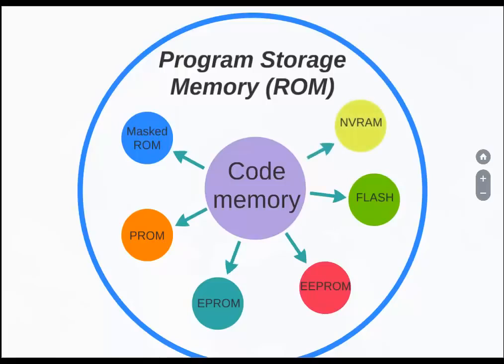Next we have NVRAM, which stands for non-volatile RAM. It is a random access memory with battery backup. It contains a minute battery for providing supply to the memory in the absence of an external power supply. So even though it's a RAM, the memory is not volatile because the battery holds the charge there.